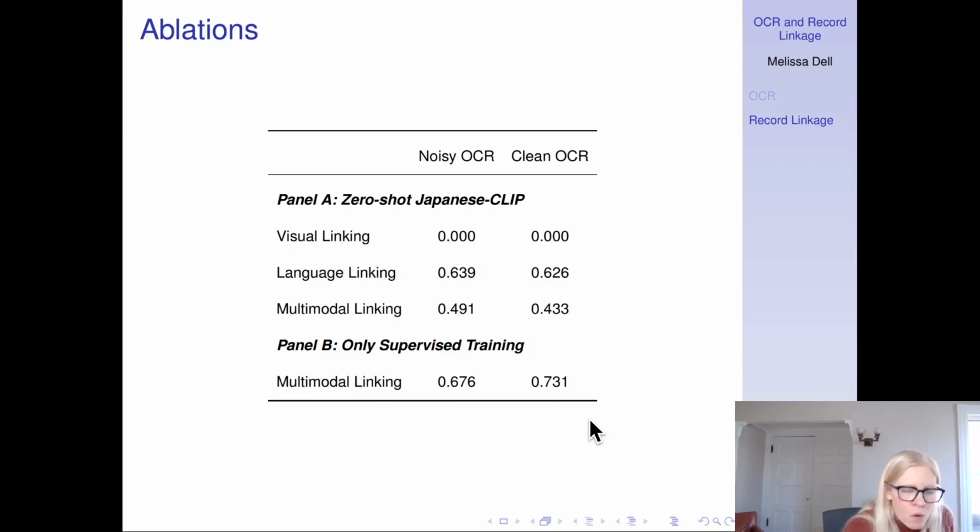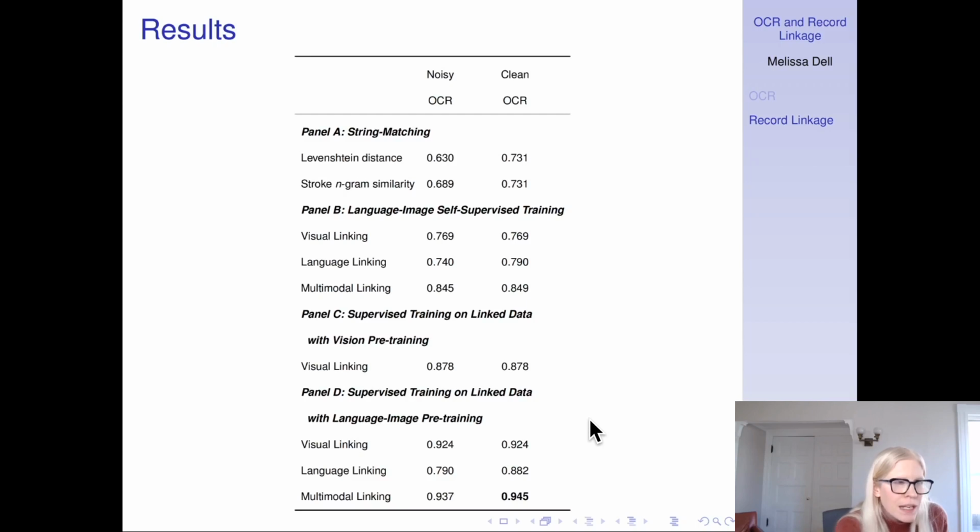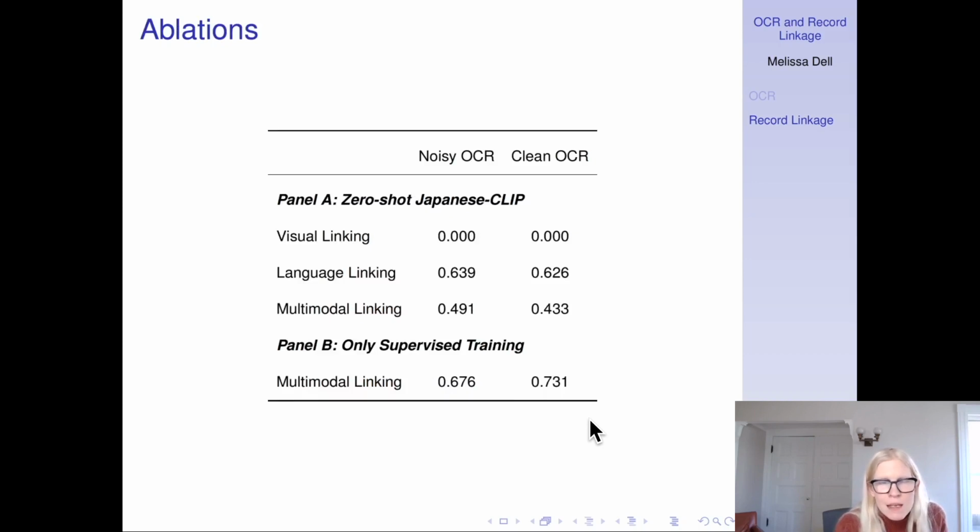Panel B is if you only do supervised training. So forget the self-supervised language-image training. We just take the model in panel A, the zero-shot Japanese CLIP, and we do supervised training only on it. And it's not great. I think it's not even better than just doing the string matching.